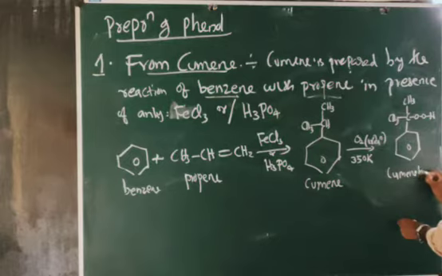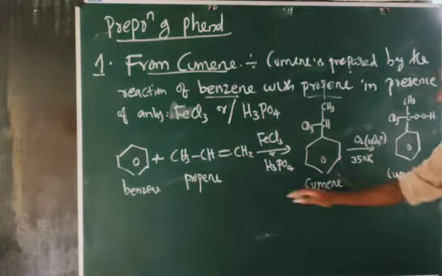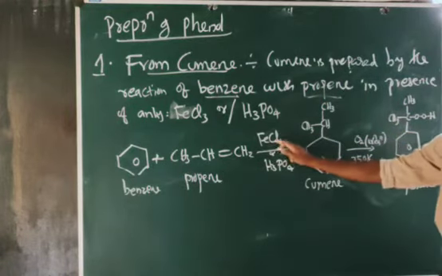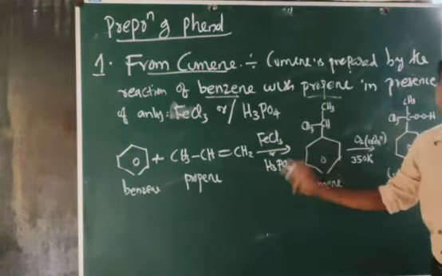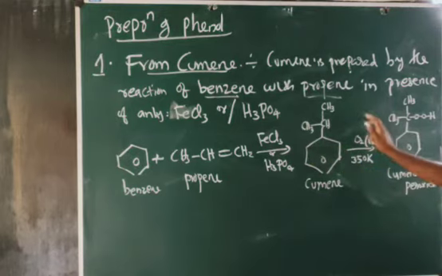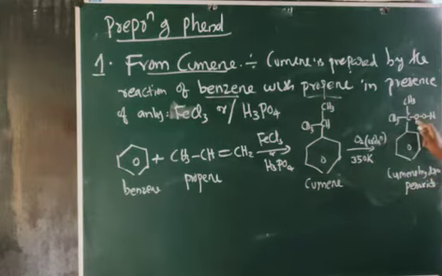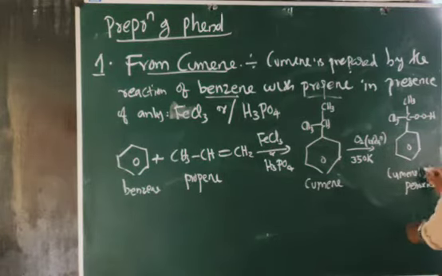Cumene hydroperoxide. Okay. So first we are preparing cumene. Cumene from benzene. Benzene reacts with propene in presence of FeCl3 or H3PO4, we get cumene. Cumene on oxidation at 350 Kelvin, we get a structure like this. Two oxygen atoms will come in between carbon and hydrogen, OOH. You are getting cumene hydroperoxide.